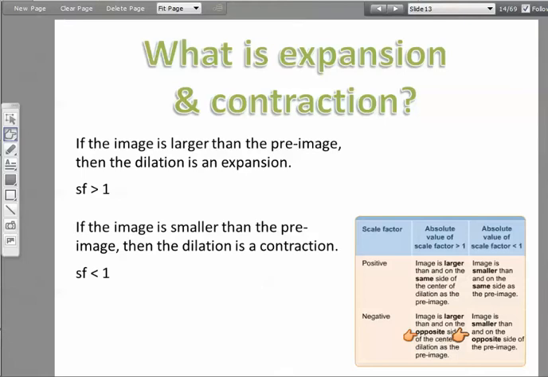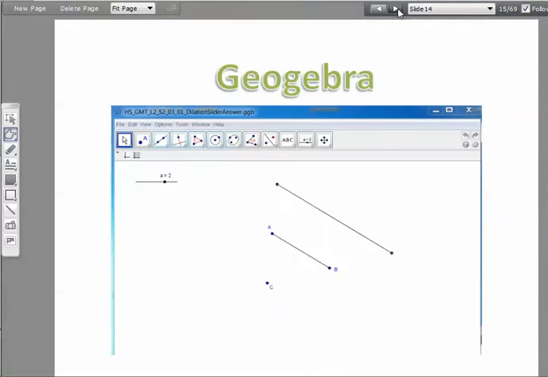If it's smaller than 1, the image is smaller and on the opposite side of the preimage. So if it's negative, it's going to be on the opposite side. Okay? And you're going to understand once we start working with some examples.